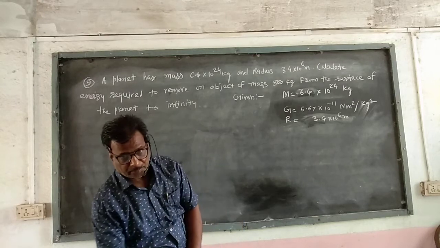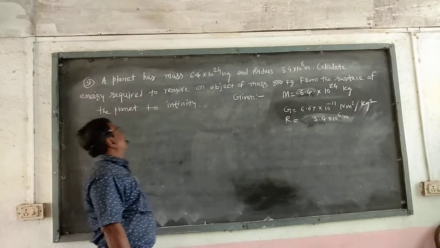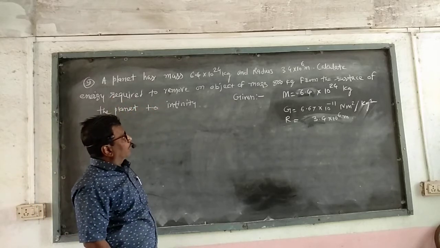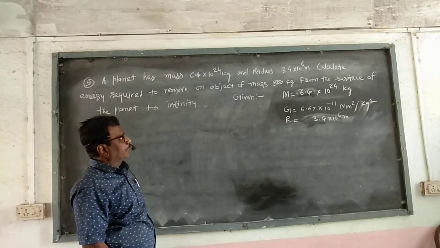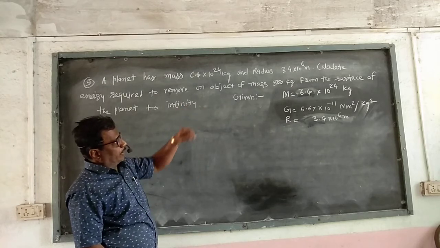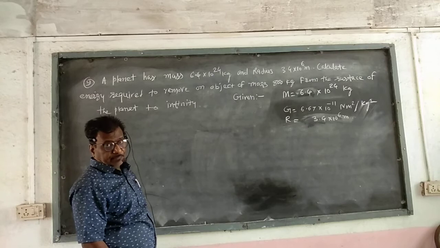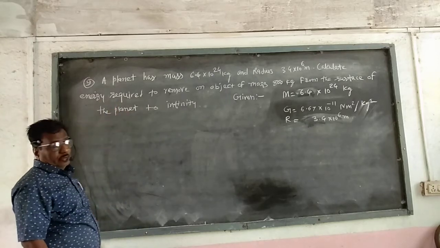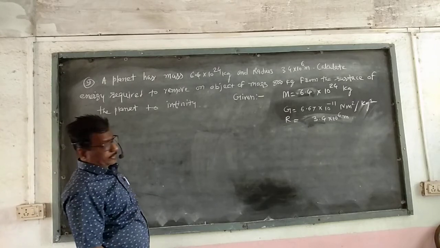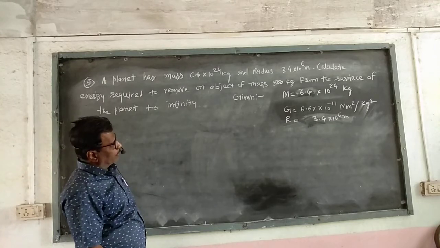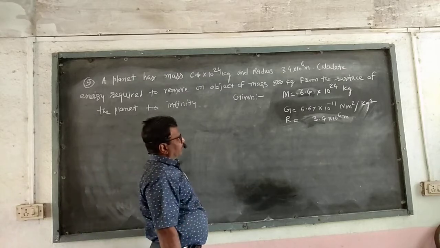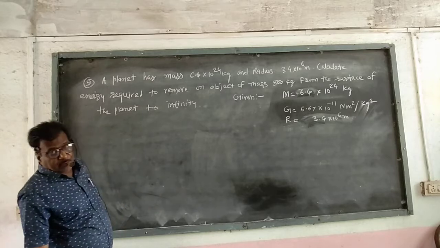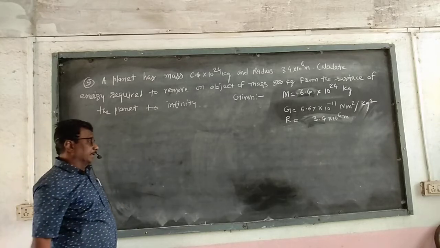So the next problem number 9. A planet has a mass 6.4 10 to the power 24 kilogram and radius is given 3.4 10 to the power 6 meter. Calculate energy required to remove an object of a mass 800 kilogram from the surface of the planet to infinity. That means we have to calculate here binding energy.